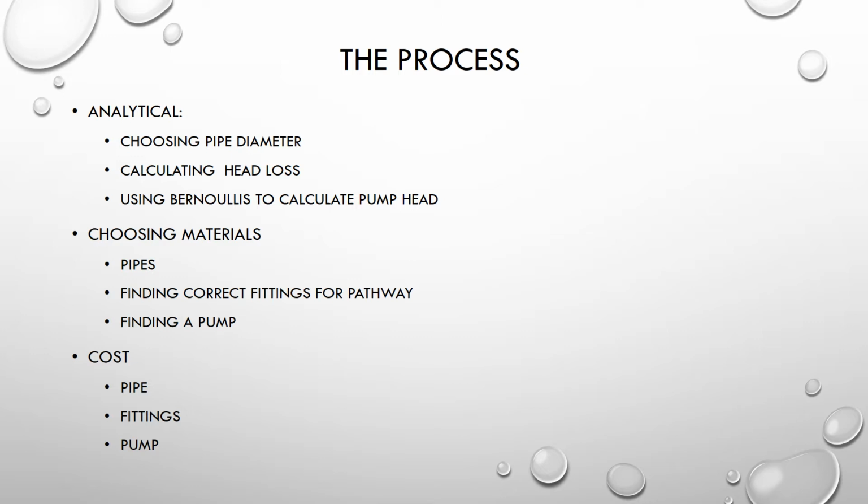We will go over the analytical work that involves choosing pipe diameter, calculating head loss, and using Bernoulli's equation to calculate head pump. We will then discuss choosing our material, such as pipe, finding the correct fittings for a pathway, and finding a pump. The last step of the process is the cost. We have to find the total cost for every pipe, fitting, and our pump.